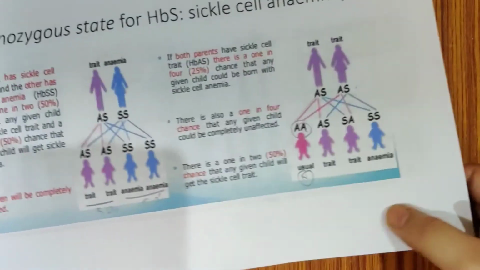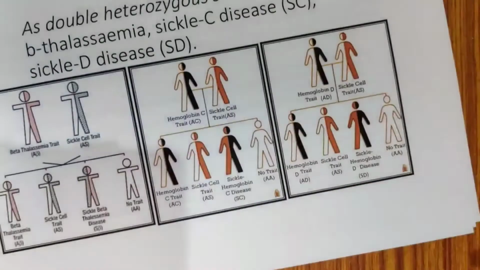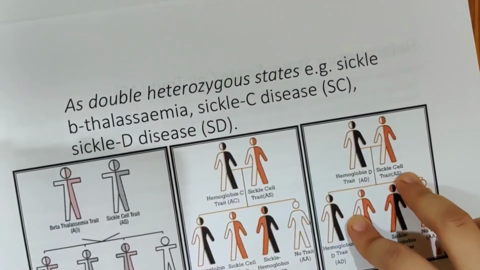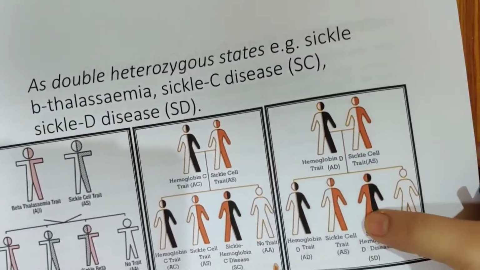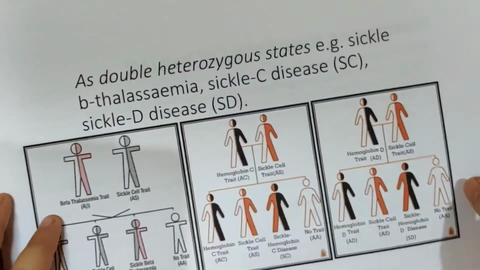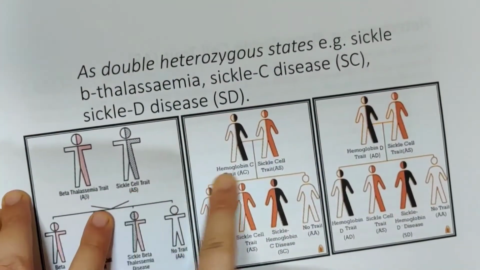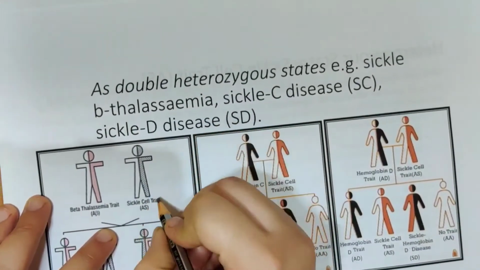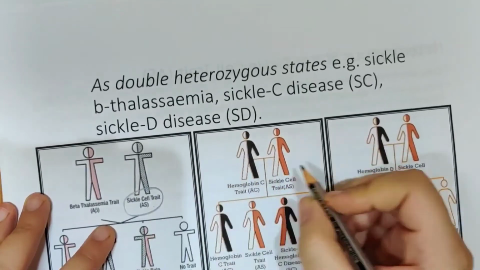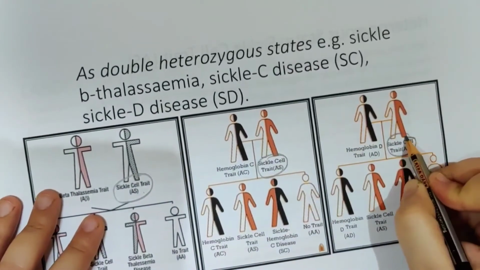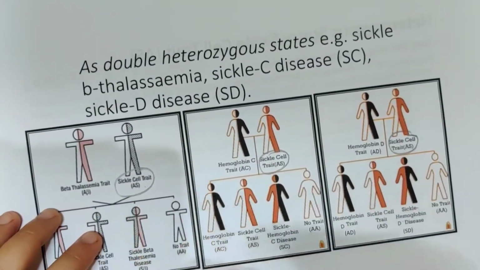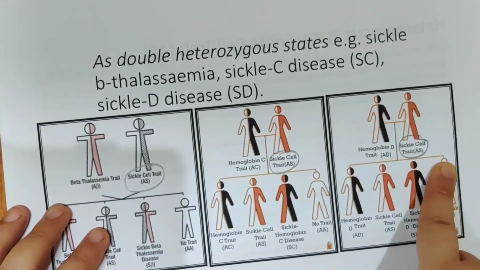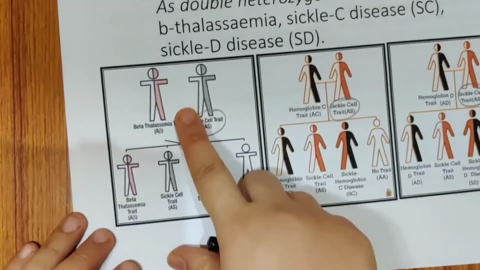Okay, so homozygous and heterozygous have been done. Now what is double heterozygous state? Double heterozygous state means, you need to see that here the parent. Okay, if we see here, the common denominator is sickle cell trait. All have sickle cell trait. Okay, so in here if we take the normal as sickle cell trait, for example, and the abnormal as beta thalassemia.